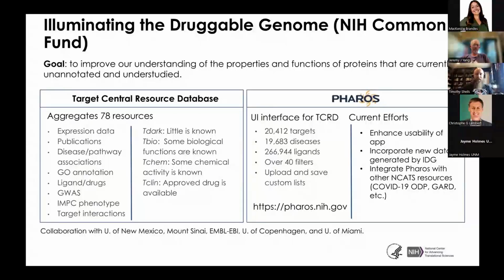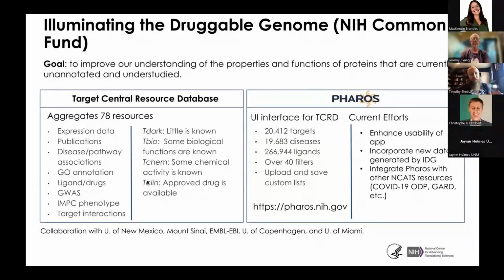So the database itself aggregated 78 resources, has expression data, publication data. There's a whole list. I don't need to read all of them. And then with this data, we used different measurements that were available to determine the development level, which Jeremy and Anna have already spoken about, from dark targets, which have little known information, to T-clin targets, where there is an approved drug available.